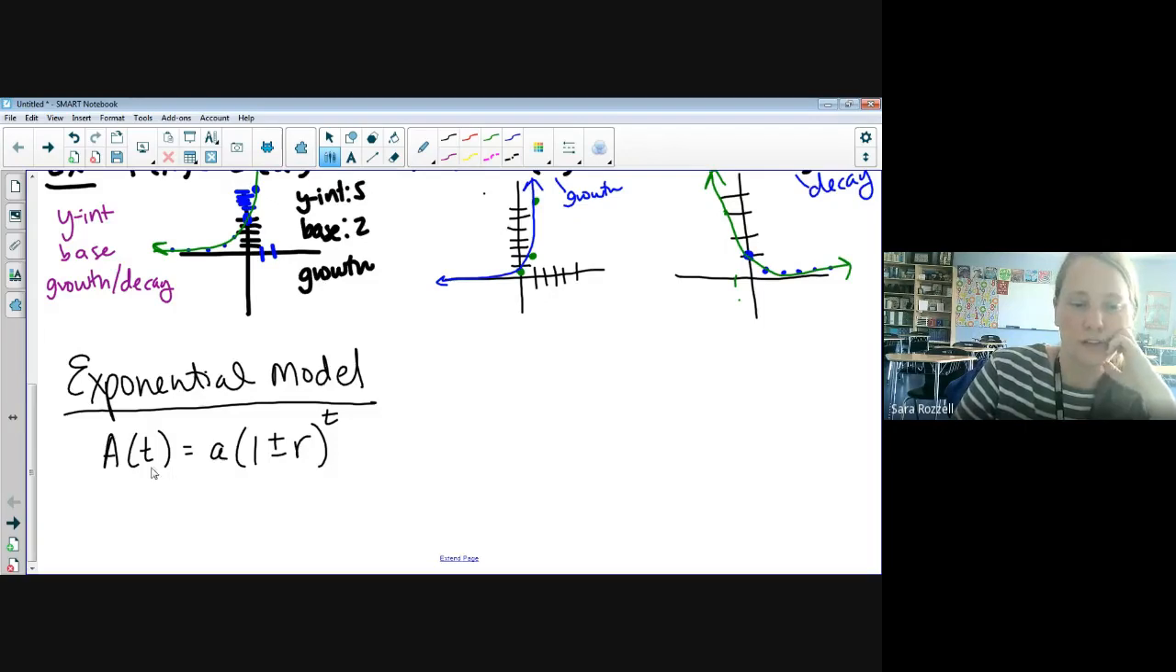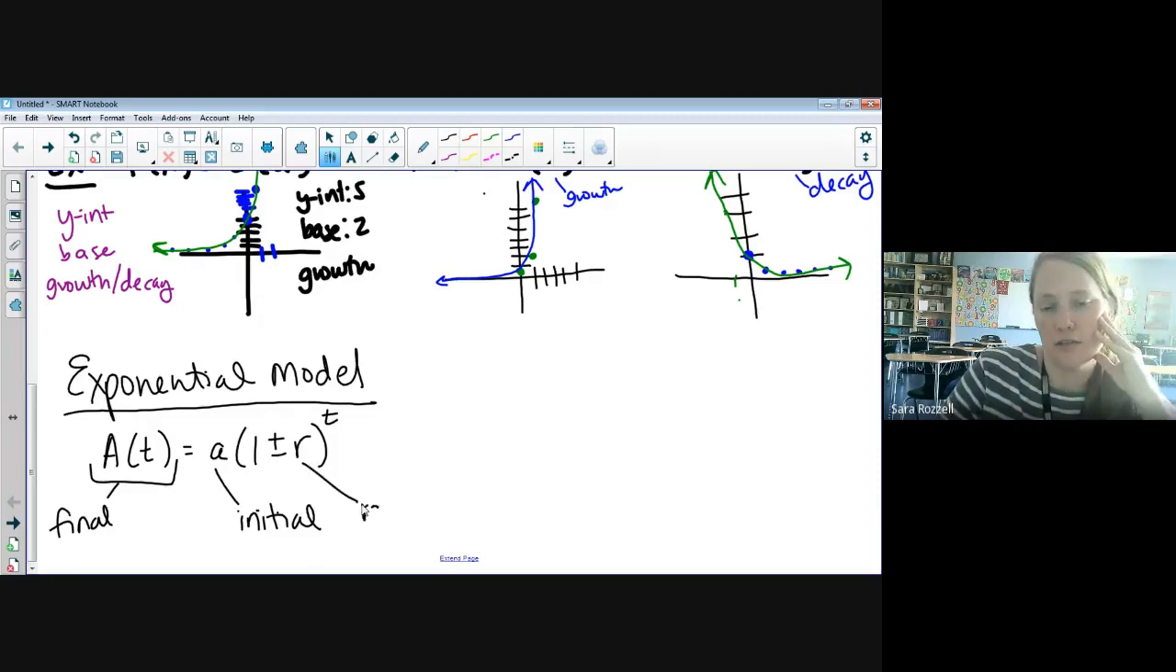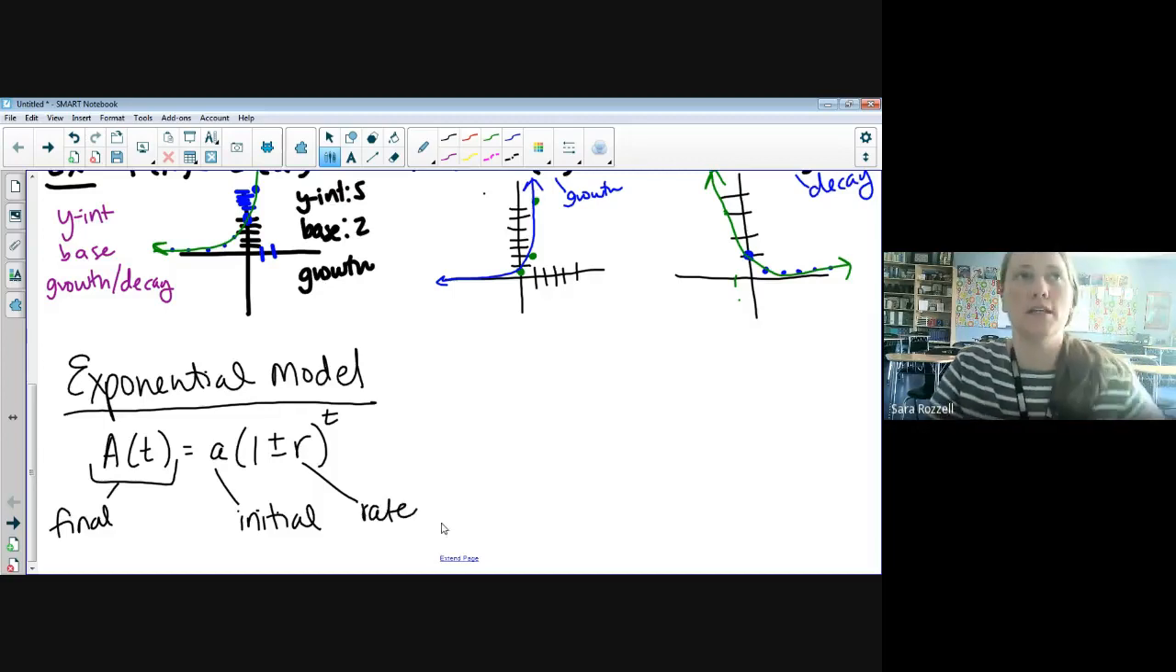So this first part, the A of t, it's not A times t, it's just like a function value. This is your final amount. Here we have your initial, what you start with. What do you think R stands for? Talking about interest, the interest rate. R is the rate. And it's going to be in decimal form.